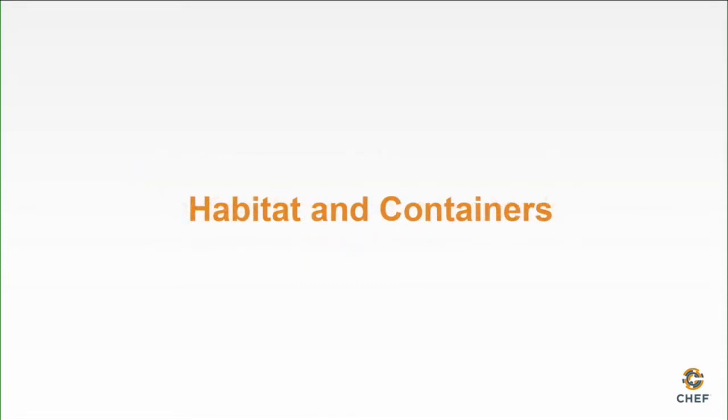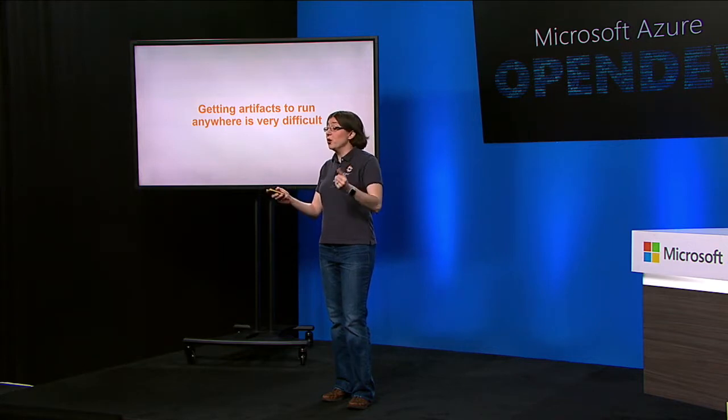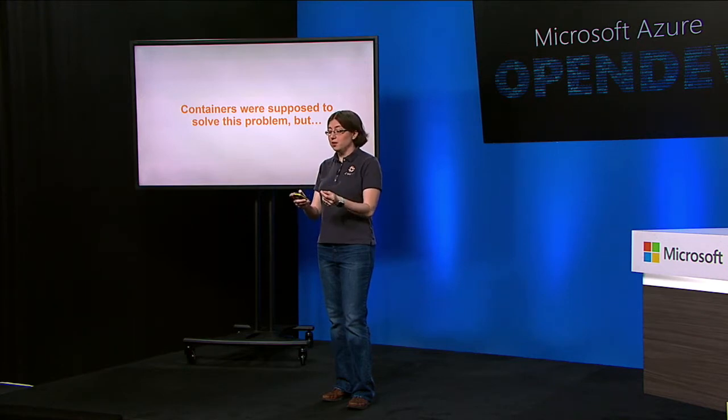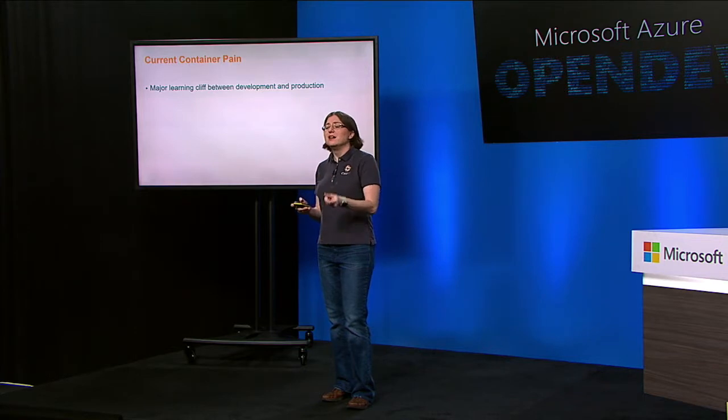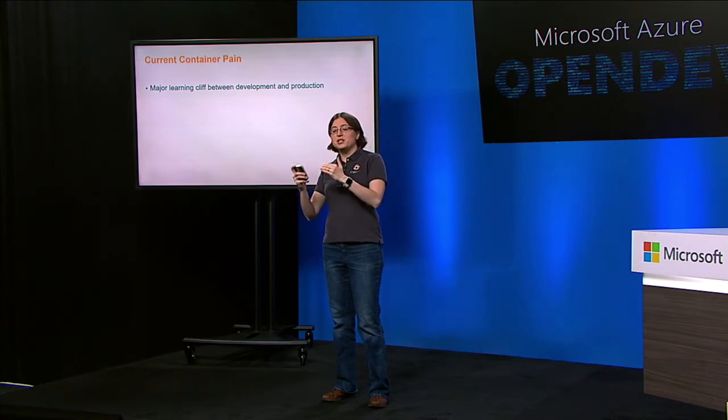And with that, let's touch on Habitat and containers. Now, as we already saw in the first demo, Habitat does work very well without containers, but it shines the most when it's used with them. So getting a software package to run anywhere is very difficult. That's not a new problem. We all know that. Now, containers were supposed to solve this problem, but there's still some pain with them currently. And one of the biggest points is there's a major learning cliff between using containers in development and using them in production.